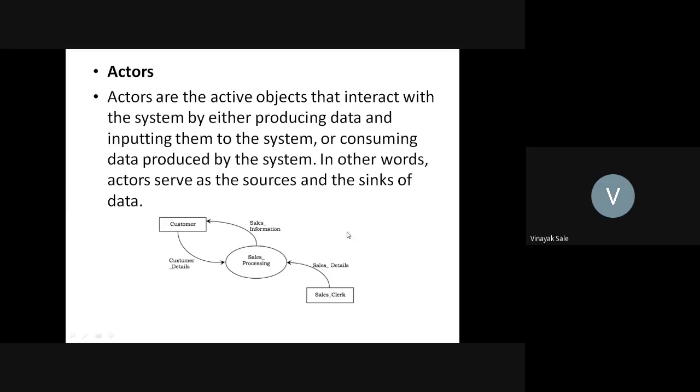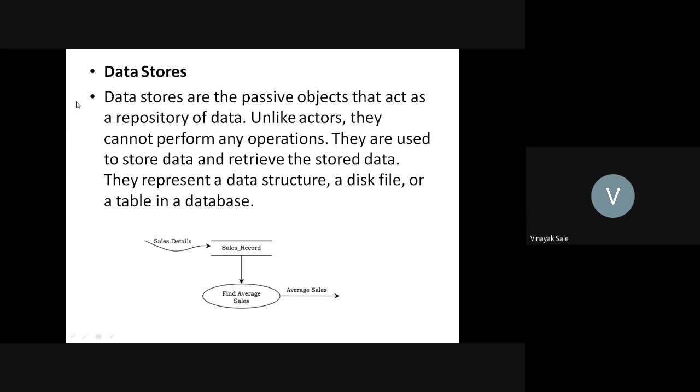Then the next part is data stores. Data stores are the passive objects that act as a repository of data. Unlike actors, they cannot perform any operation. They are used to store data and retrieve the stored data. They represent a data structure, a disk file, or a table in a database.